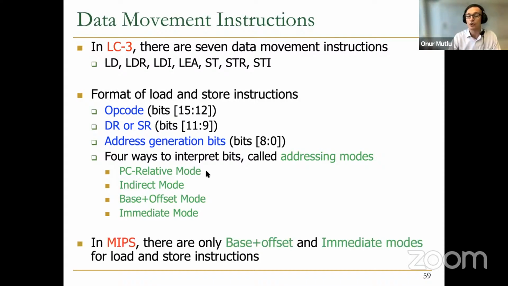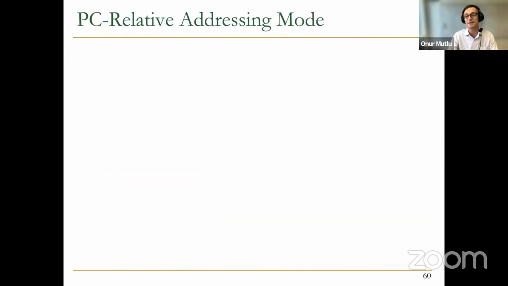In MIPS, there are only base plus offset and immediate modes for load and store instructions. So this is interesting. Even though MIPS is a more real and complex ISA, they made the choice to be simpler than LC3. So not in all cases is an ISA more complex than another ISA, basically. This is proof of that, if you will. So all ISAs are idiosyncratic in this sense because they're designed by humans. Okay, let's take a look at the PC relative addressing mode.